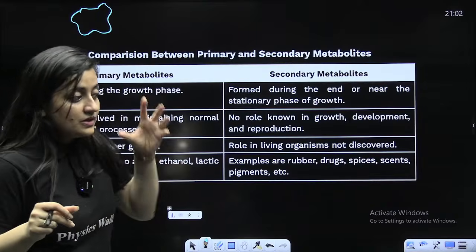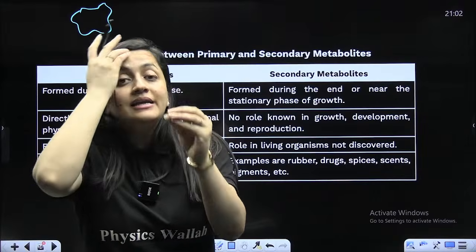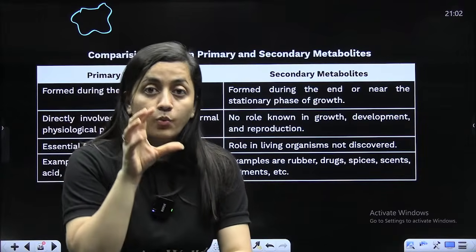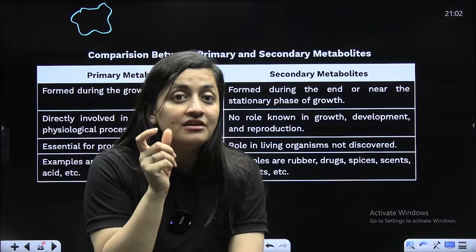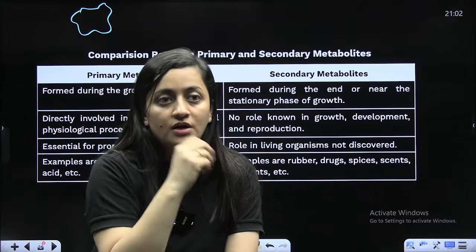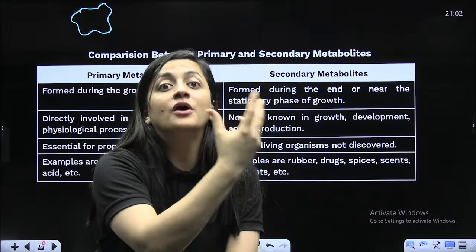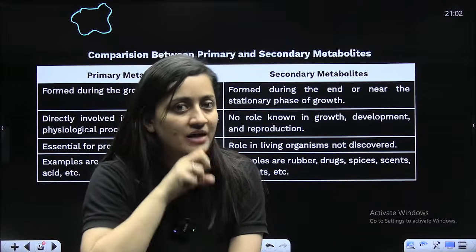There are some compounds, some metabolites rather, which have identifiable function. What is the meaning of identifiable function? It means we know how it is playing the role. We can find out that they are important for the normal physiological processes. So such types of metabolites are primary metabolites.